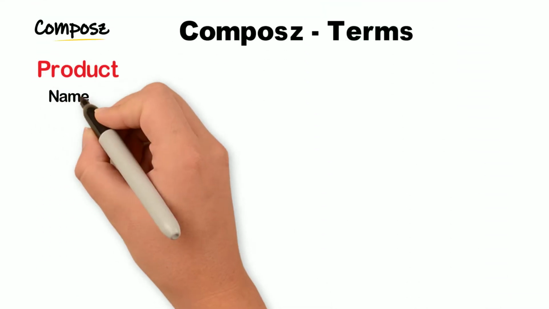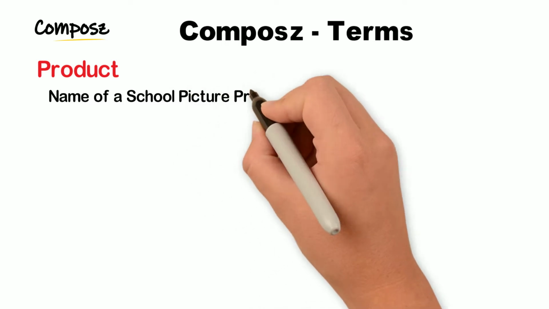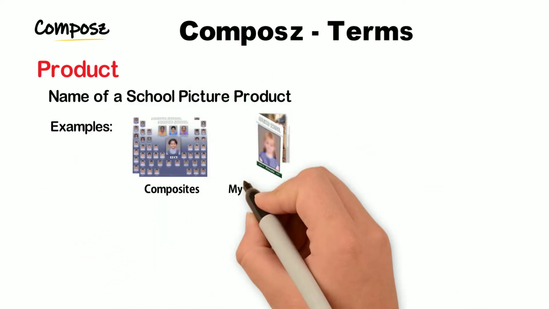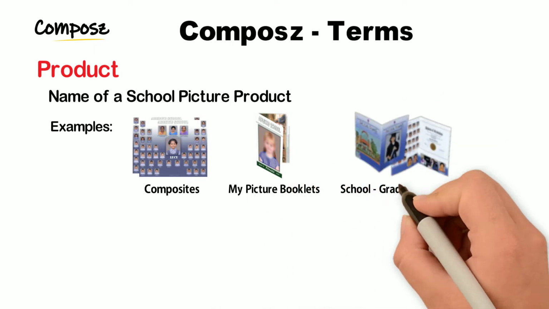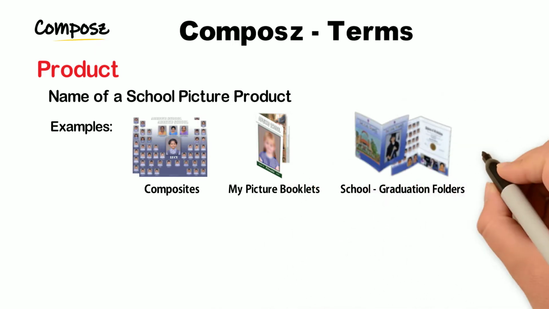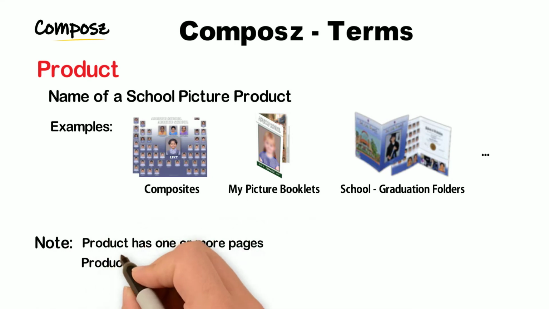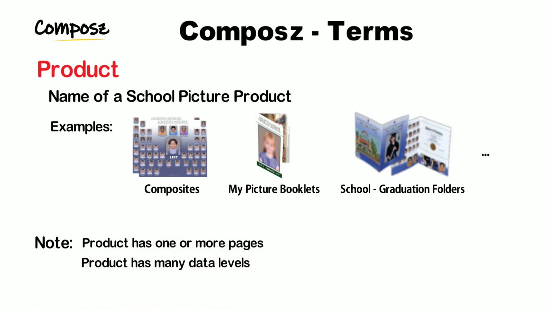Product. A product name is given to the type of a school picture product that you're going to build in Composz. Some examples are composites, my picture booklets, school graduation folders, etc. Note: a product has one or more pages. A product has many data levels.